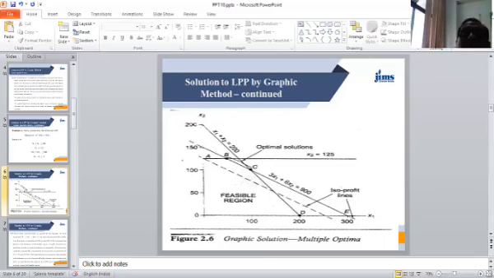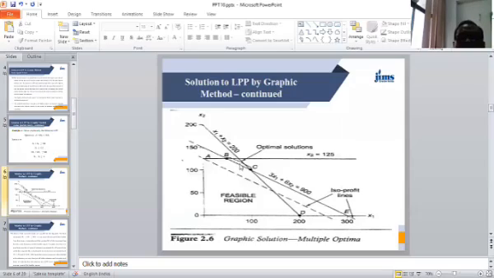So, what do we do? We have seen here that the feasible region is represented by the convex set O, A, B, C, D, and let us find out the coordinates of these points.